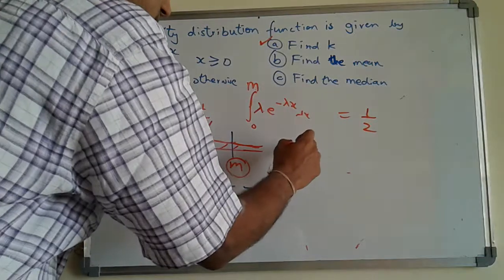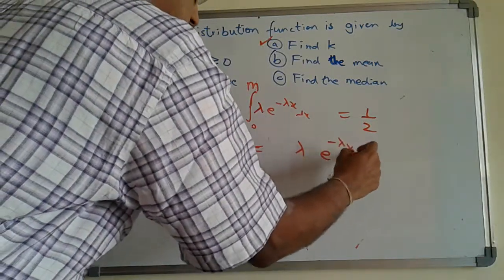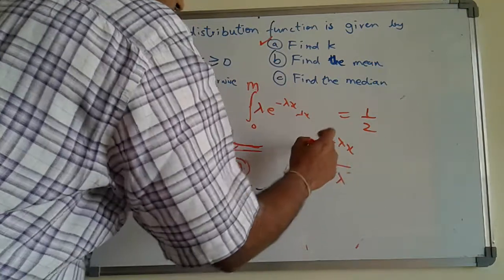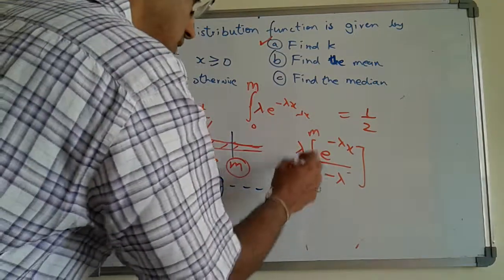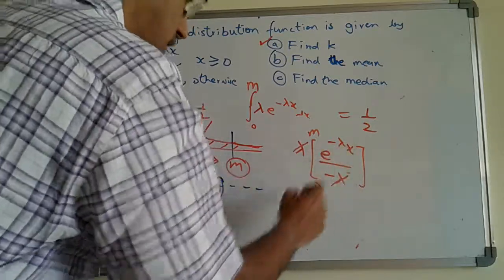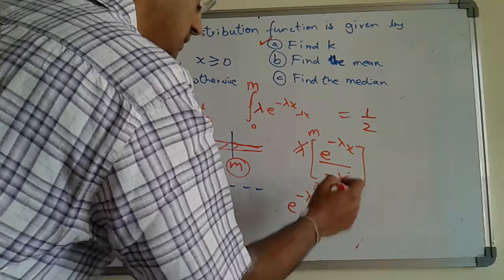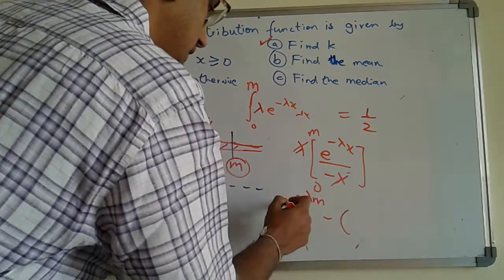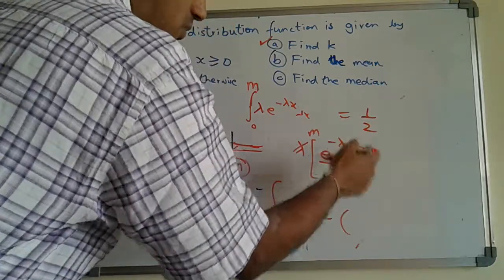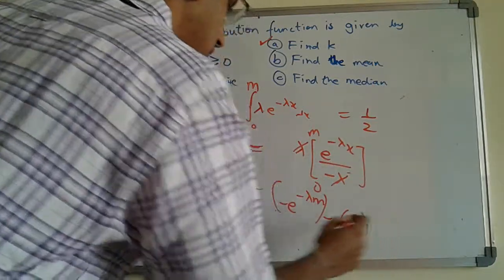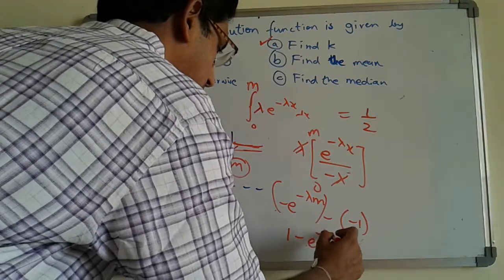So let's complete this integral. The integral of lambda e power minus lambda x is this. Let's apply the limits. The upper limit is m, the lower limit is 0. The lambda cancels off first of all. So the upper limit is just e power minus lambda m, and the lower limit is with a negative sign, e power minus 0, which is minus 1. So it's effectively 1 minus e power minus lambda m.